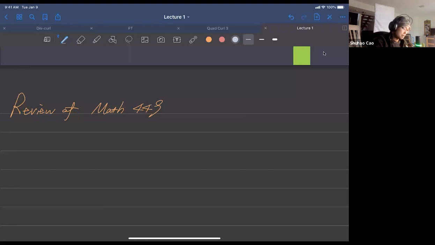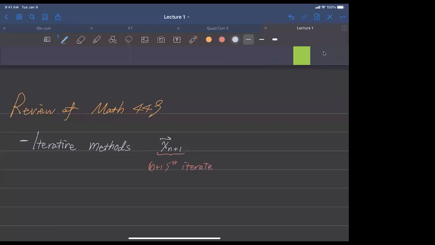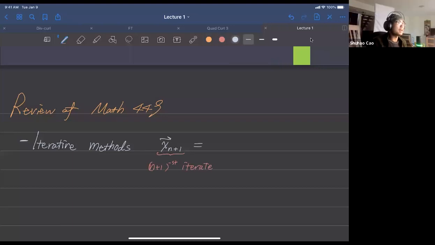In the first half, we learned iterative methods. The iterative methods work as follows: we perform some sort of operation, iteration by iteration. For example, if x is a vector, then this n plus first iterate is obtained through some sort of relation, for example a function g acting on the last iterate, the nth iterate.